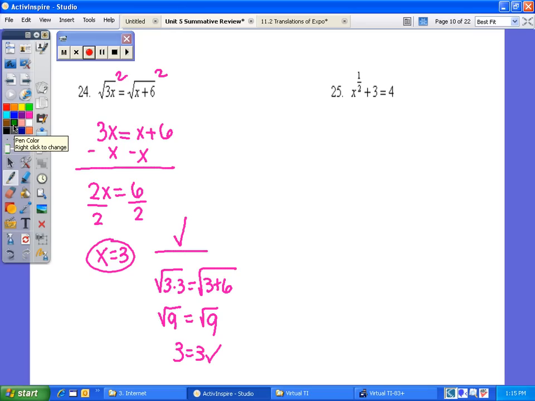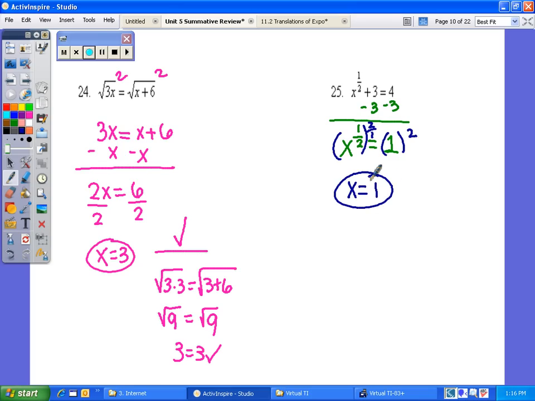Alright, next one, we're going to get rid of the 3 first. So you subtract 3 on both sides, and you get x to the 1/2 equals 1. Well, the only way to get rid of that 1/2, which is really a square root, is to square both sides. Multiply by the reciprocal. So that would be 2 over 1, which is 2. So that's 1 squared. So x equals 1. Okay, replace 1 back into your equation. 1 to the 1/2 is 1. And 4 equals 4. So it checks out.